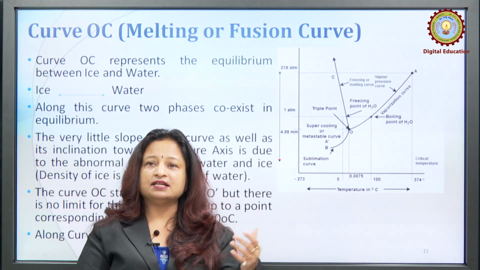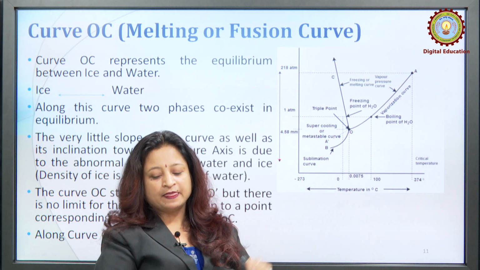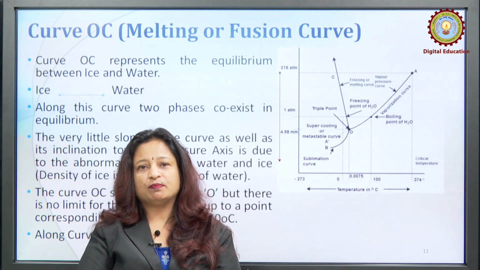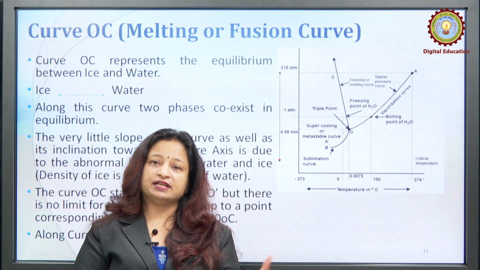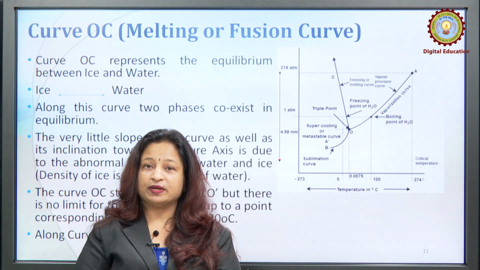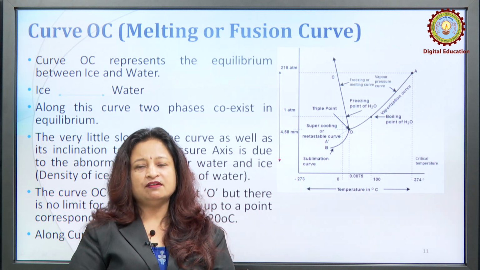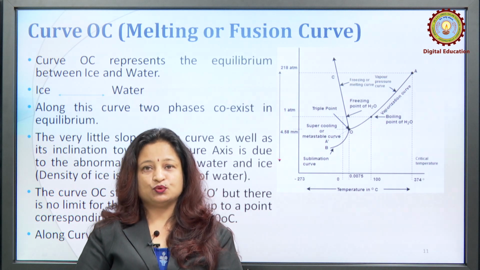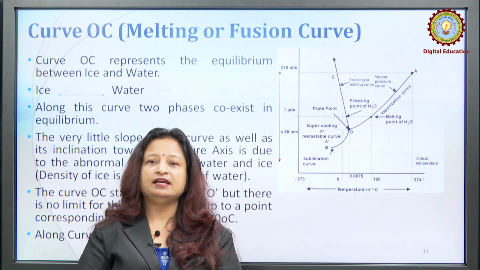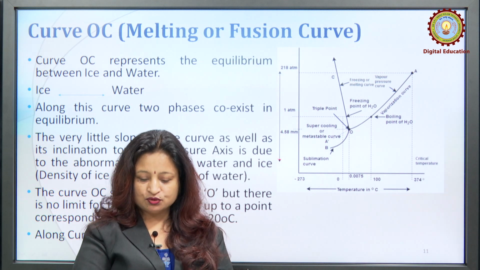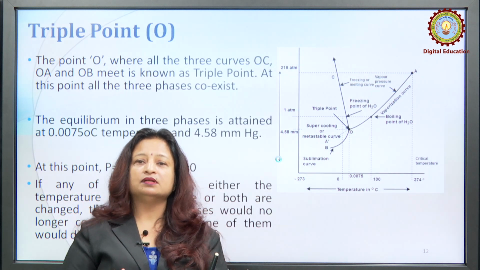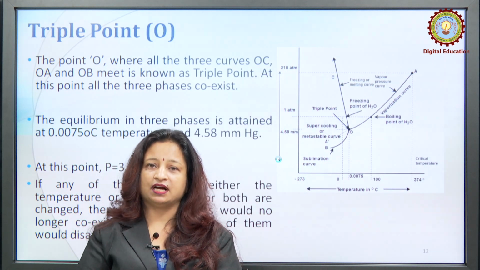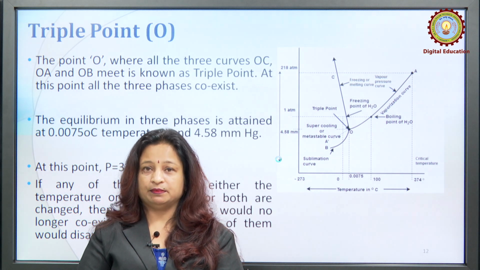Now, the curve starts from point O, and beyond that there is no limit for this curve. It goes up to a point corresponding to 2000 atmosphere pressure and minus 20 degrees centigrade. So, along this curve again you can explain that number of phases is 2, number of components 1 only, and degree of freedom will be 1. So, in this way we have defined all 3 stable curves, right. All 3 stable curves or all 3 lines or curves represent 2 phase equilibria.